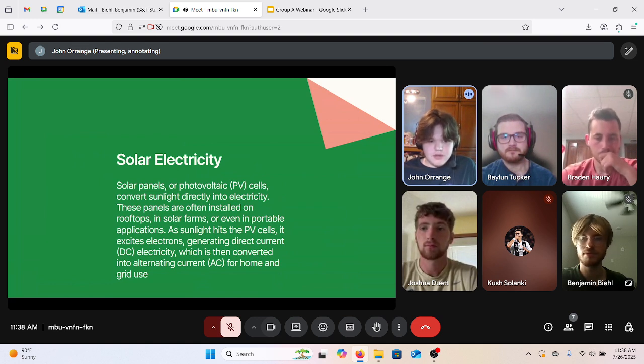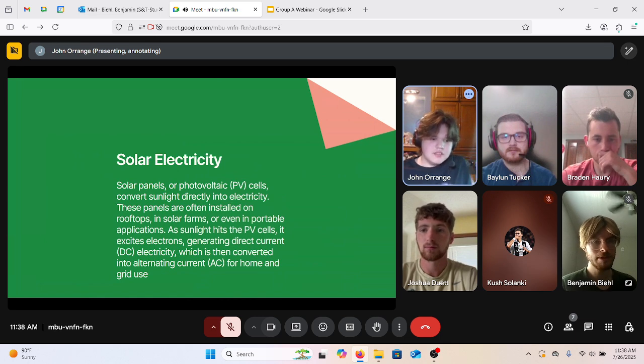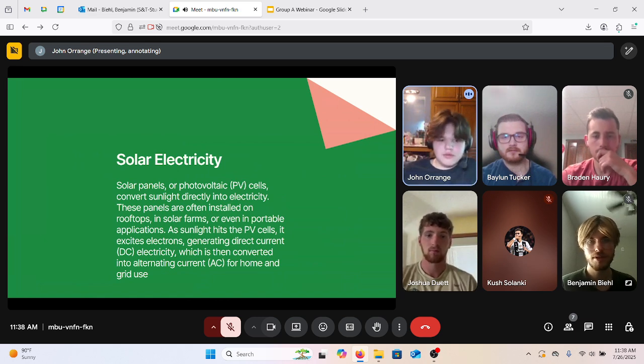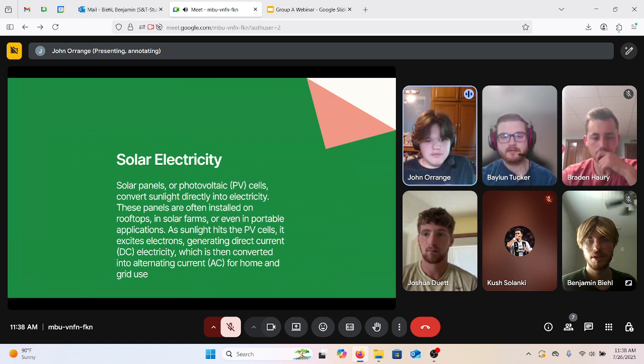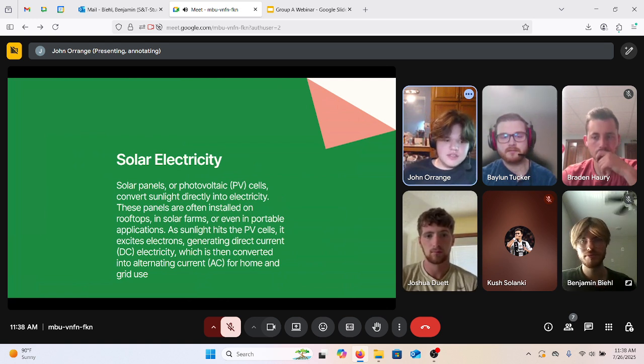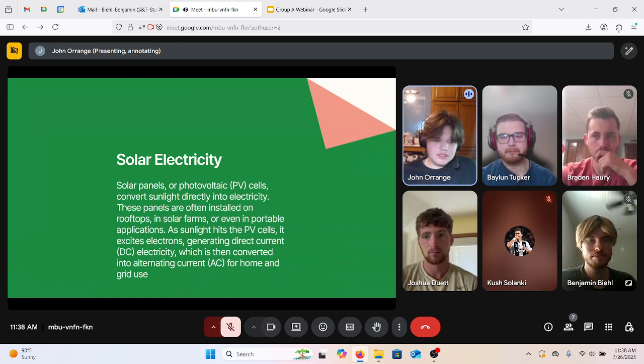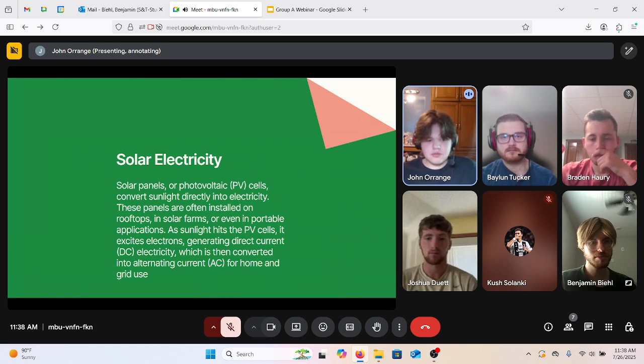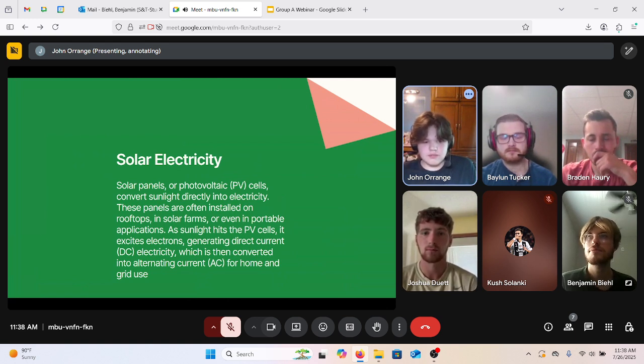The first type of solar power is solar electricity. It uses solar panels or photovoltaic PV cells that convert sunlight directly into electricity. These panels are often installed on rooftops, solar farms, or even in portable applications. As sunlight hits the PV cells, it excites electrons that generate a direct current, and this is then converted into an alternating current for home and grid use.